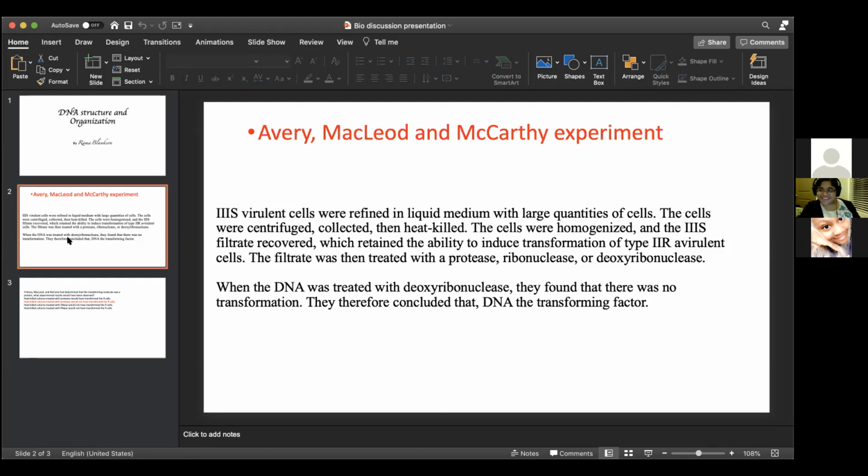RNA and DNA. They treated these filtrates, the first one with protease to see if the transforming molecule was protein, and there was no reaction, which means that was not the transforming factor. They did ribonuclease for RNA and realized that was not a transforming factor. And then they did it for DNA, and they realized that that was the transforming factor. So they concluded that DNA was the transforming factor, and it was responsible for transferring genes from offspring to offspring.